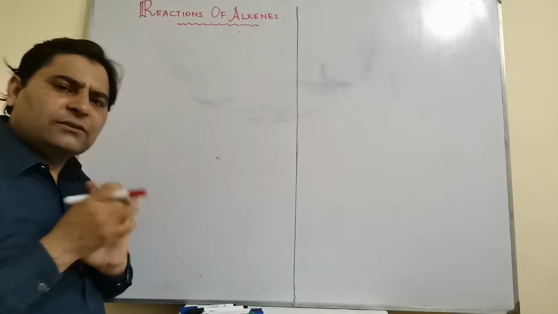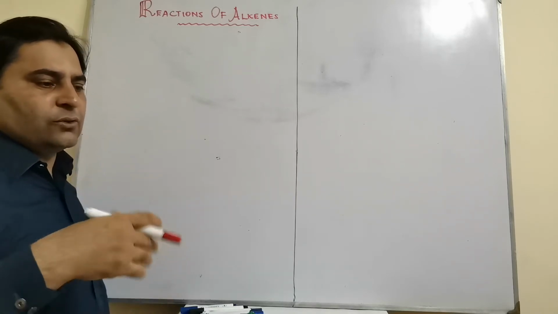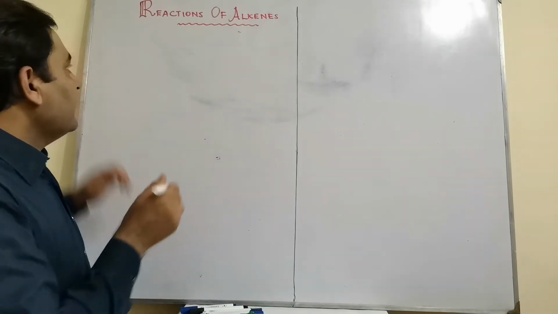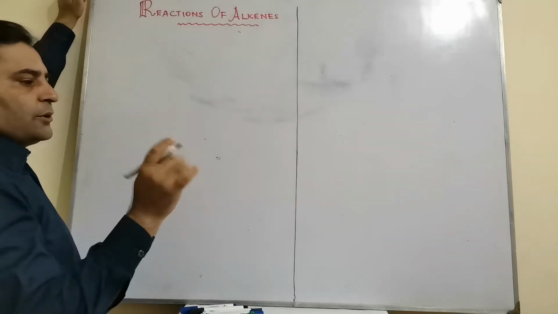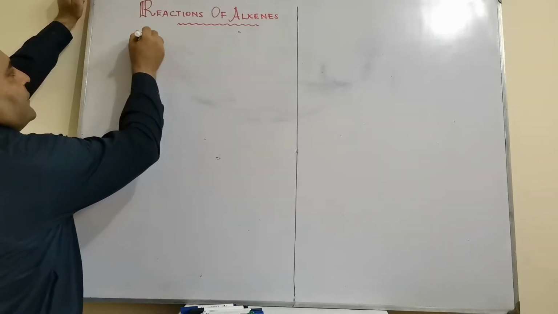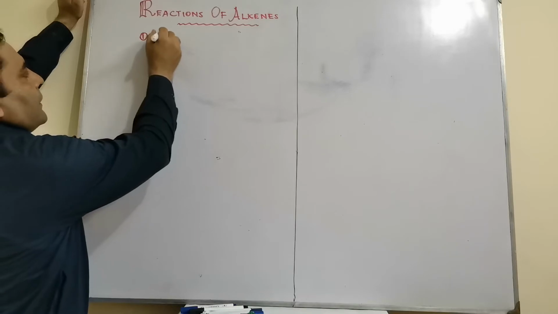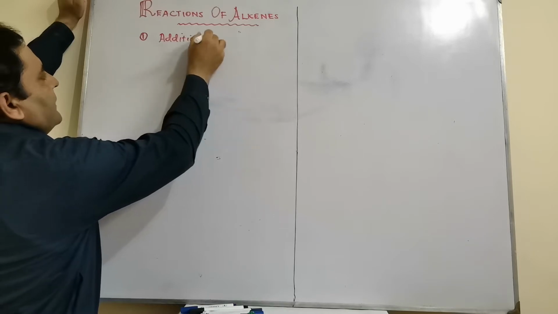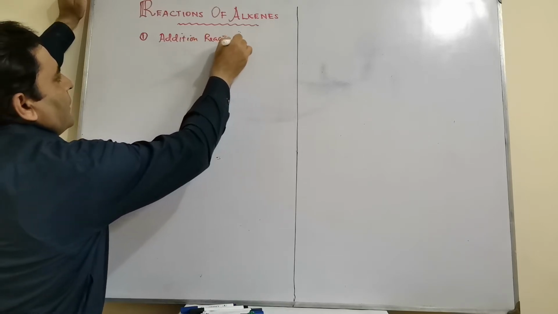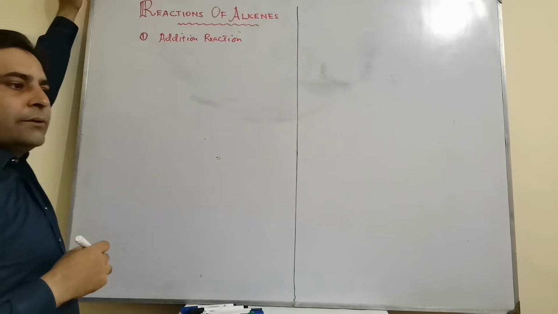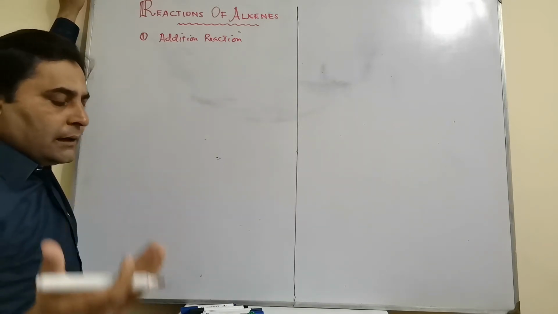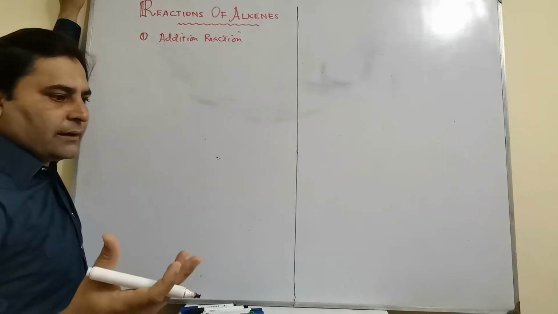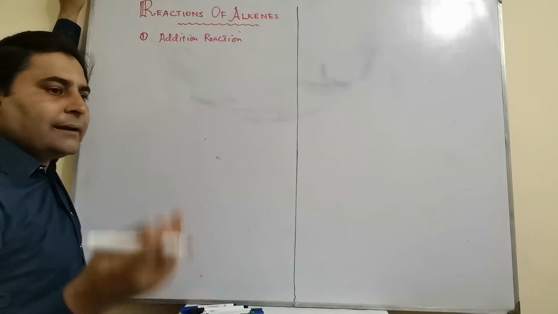Because alkenes are unsaturated, we do the hydrogenation to get saturated compounds and other addition reactions too. Here we will discuss basically three types of reactions for alkenes. First one will be addition reaction at the double bond. We will add some halogen or we'll add hydrogen, we'll add halogen acid, we'll add hypohalous acid or sulfuric acid. All these are addition reactions.